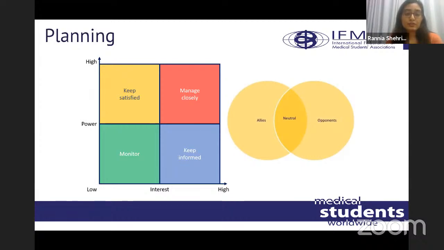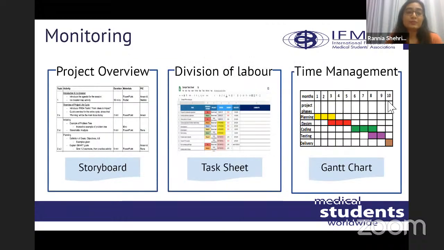It helps us to develop the strategy on how to approach them, whether we need to keep them informed or whether we need to manage them closely. It also helps us understand who will be our allies, who are neutrals, and who will be the opponents. Once we are done with the planning, it's time for implementation and monitoring. As you may already know, monitoring is a continuous process. We don't do it just at the end, we do it throughout the activity.